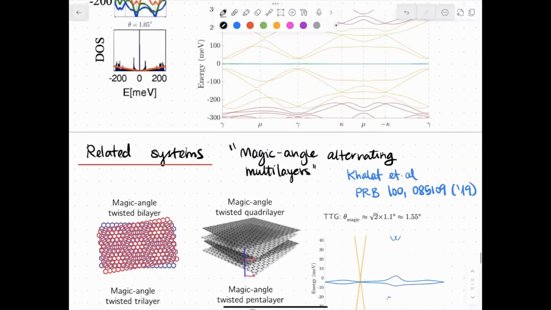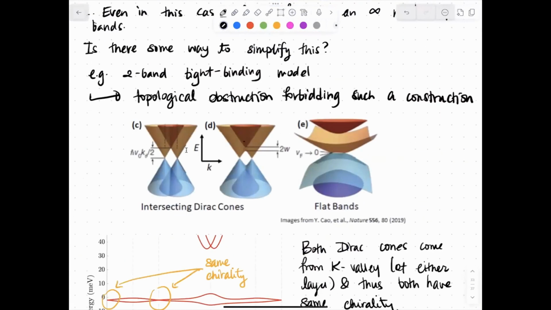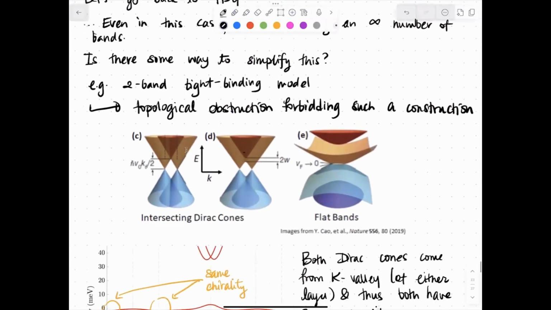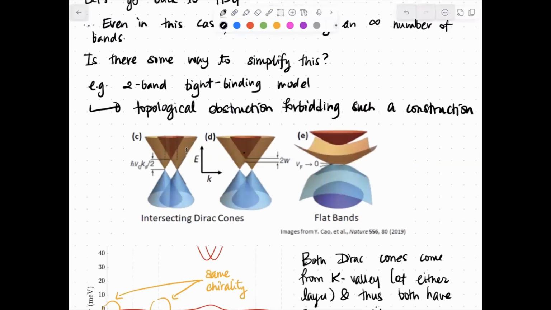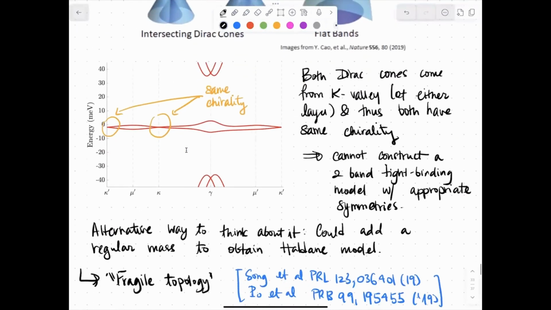I was going to mention there's some other family of systems that Jane talked a little bit about. And so you might say, what about if we could just write down that two-band tight binding model like we had for... so I have 3 minutes left. Oh, it's 1 minute.